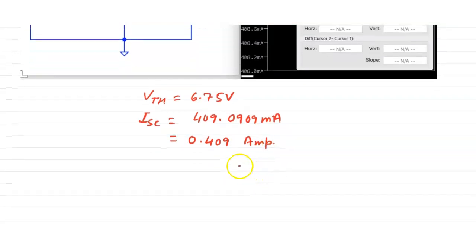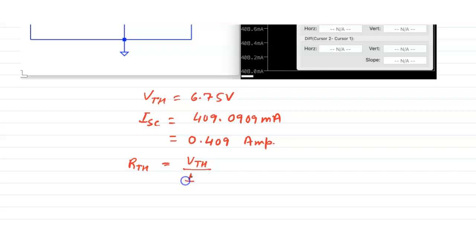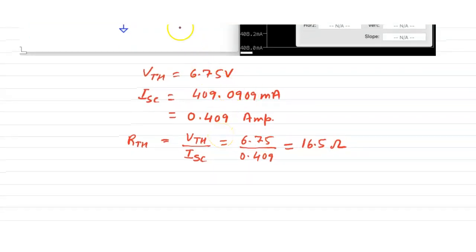Okay, now calculate the value of RTH. RTH is equal to VTH divided by ISC, and it will be 6.75 divided by 0.409, then you will get 16.5 ohm. This is the experimental value of RTH, and this is the value of the Thevenin voltage and the Thevenin resistance.